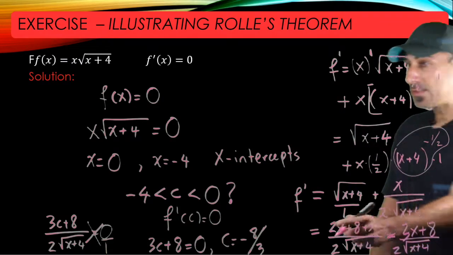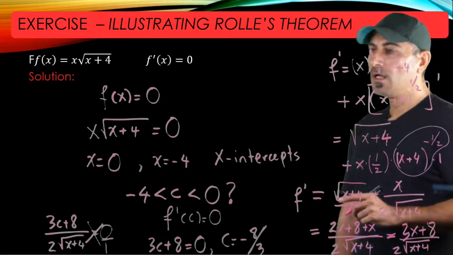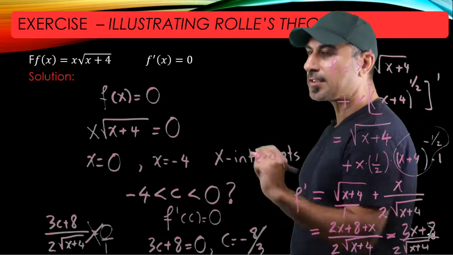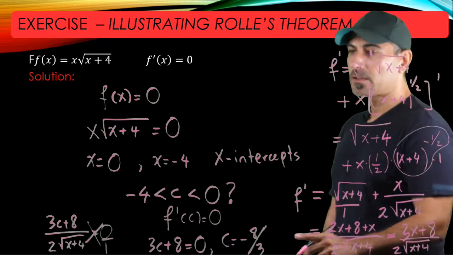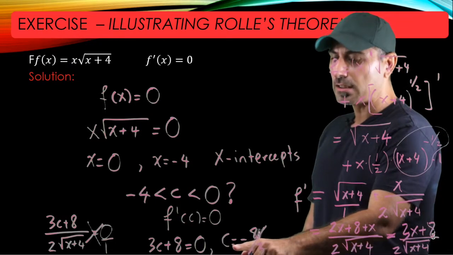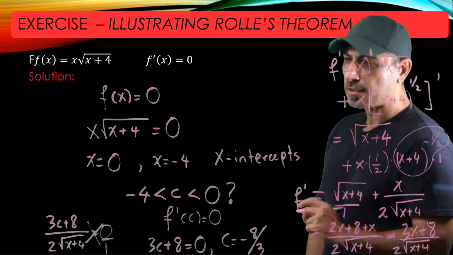All right, this is good news because -8/3 comes from the interval for the x-intercepts. So in other words, we have a horizontal tangent line at the point c = -8/3.